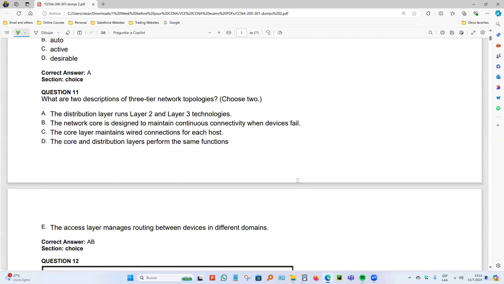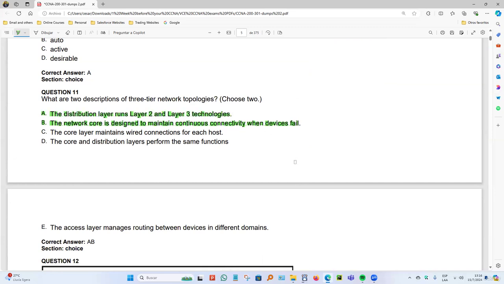What about the next question? What do we have here? What are two descriptions of 3-tier network topologies? So it will be A and B. Let's see. Let's just highlight those and then we are going to analyze them. Okay, I'm finished with the B option. Let me finish with the A.